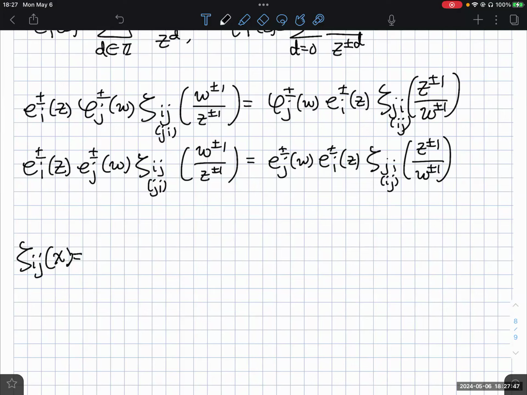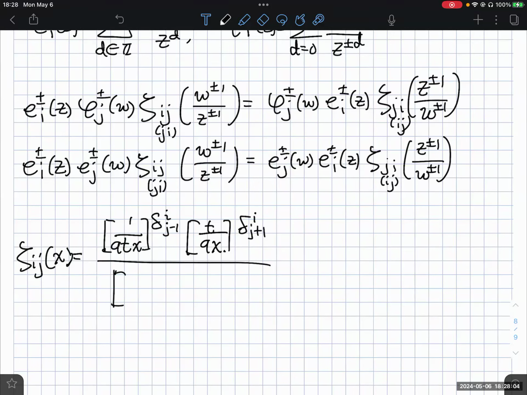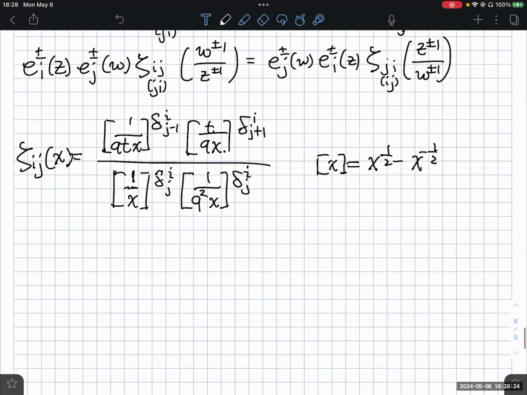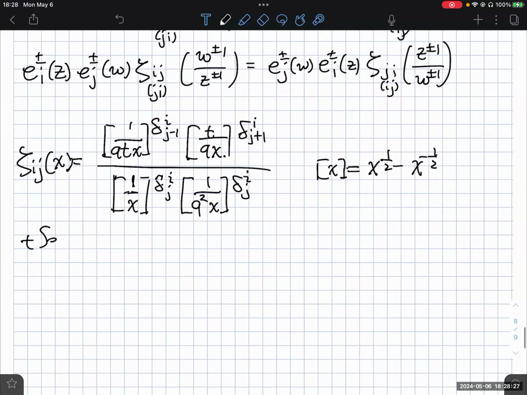So it's like a function of here. And this bracket is the quantum number bracket, that means the quantum number. And plus some other relations.